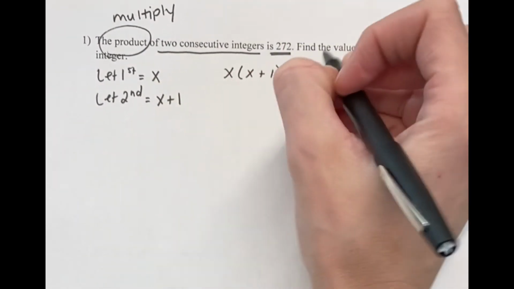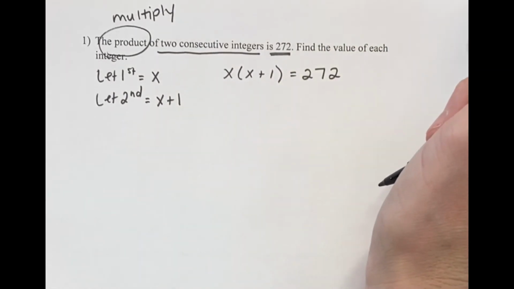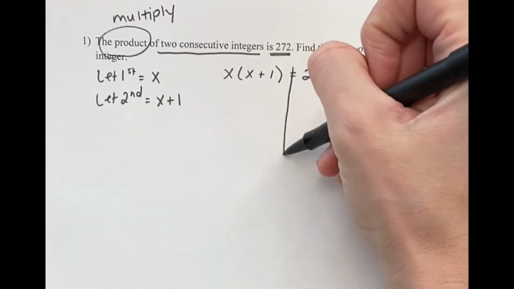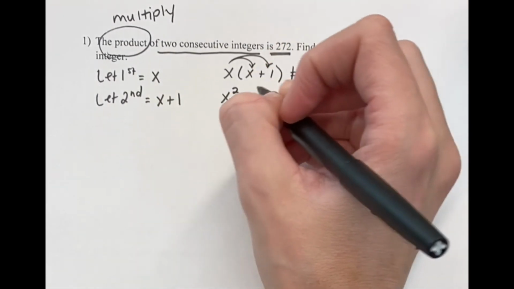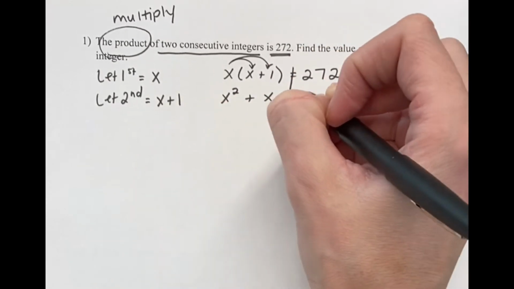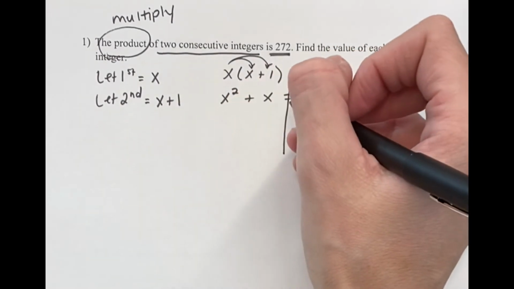And it says the product is 272. So that means that must equal 272. So now we just need to solve this. First I have x times x gives me x squared, plus x times 1, which gives me x, equals 272. Now I have an x squared and an x, so I can't just solve.